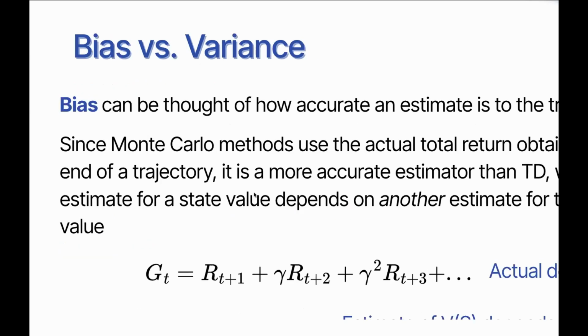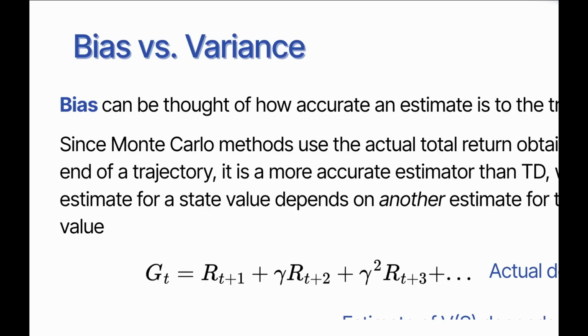Bias can be thought of as how accurate an estimate is to the true value. This is not the technical definition, but it's the intuitive definition, right? Since Monte Carlo methods use the actual total return to estimate the value, it is more accurate than TD, because TD is relying on another estimate, V of S_{t+1}. That's why Monte Carlo is a lower-bias estimator. It's a more accurate estimator in a sense.